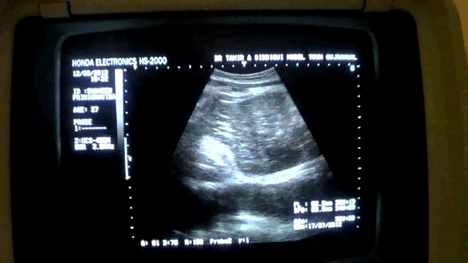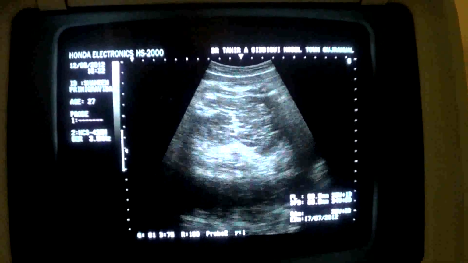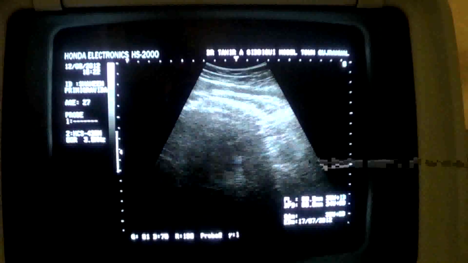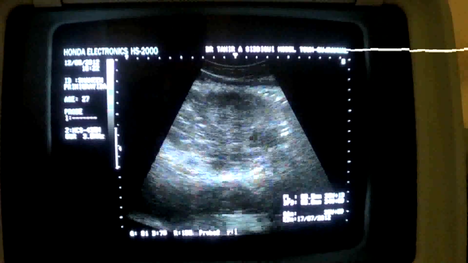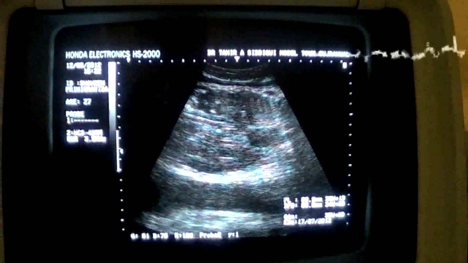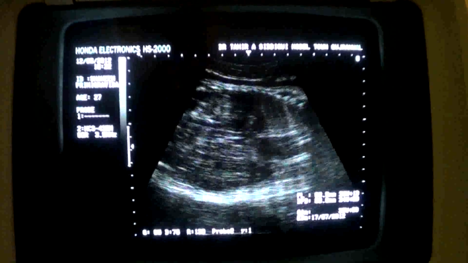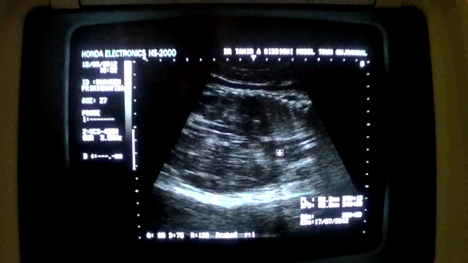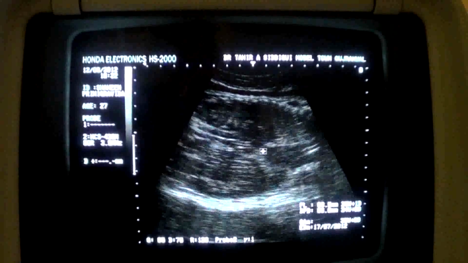So now, the urinary bladder is not visualized. This is the heart, and you see no fetal cardiac activity. You can see the vessels arising from it, but there is no fetal cardiac activity whatsoever. This is the region of the heart. This is the heart, and these are the vessels emanating and entering into the heart.